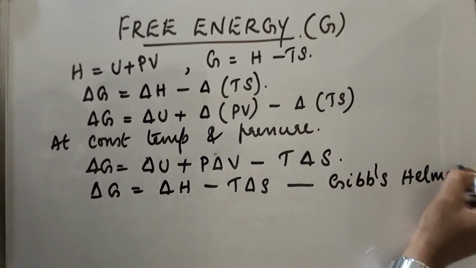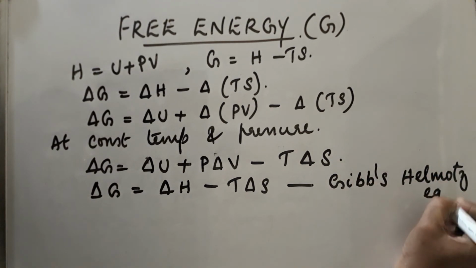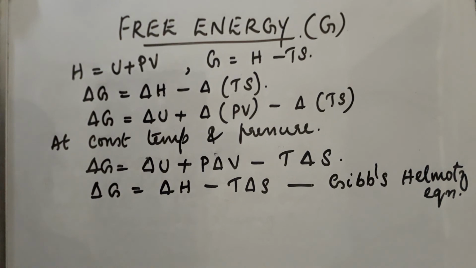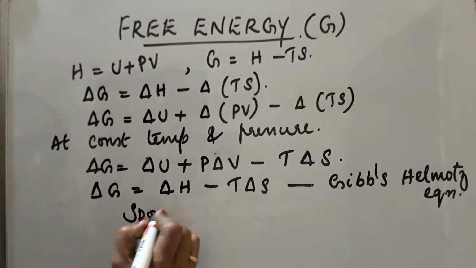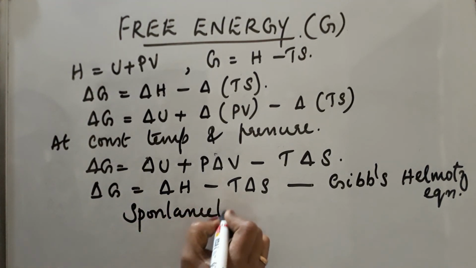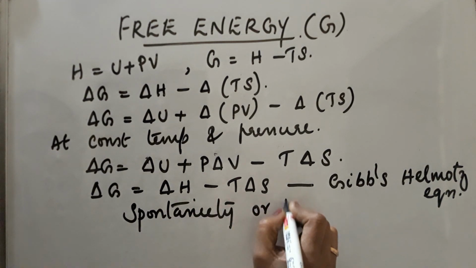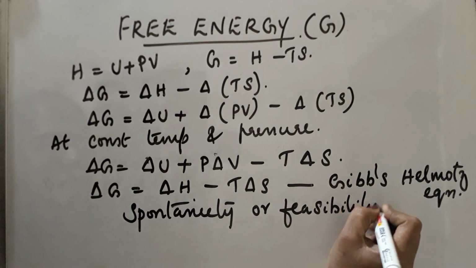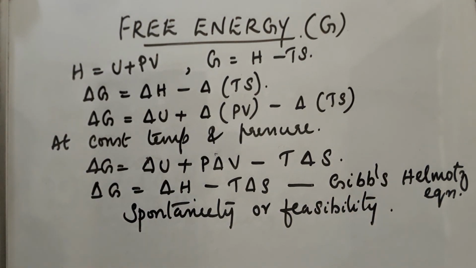This is called Gibbs Helmholtz equation. This is very helpful, very important and very useful in predicting spontaneity or feasibility of a process. Spontaneity or feasibility of a process can be easily determined by using this, the change in Gibbs Helmholtz equation or change in free energy.